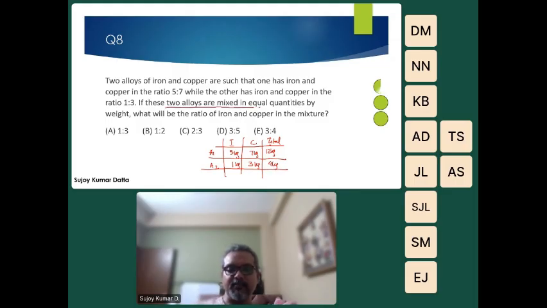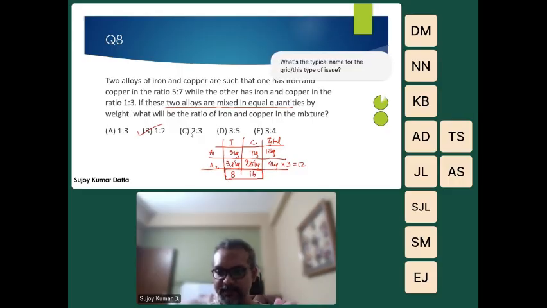They are mixed in equal quantities. So we just multiply by 3 so that this becomes 12. So this also gets multiplied by 3, and this also gets multiplied by 3. Now iron becomes 5 plus 3, 8. Copper becomes 9 and 7 together, 16. So the final mixture would have them in the ratio 1 to 2. We don't really need to set up equations and all that stuff.